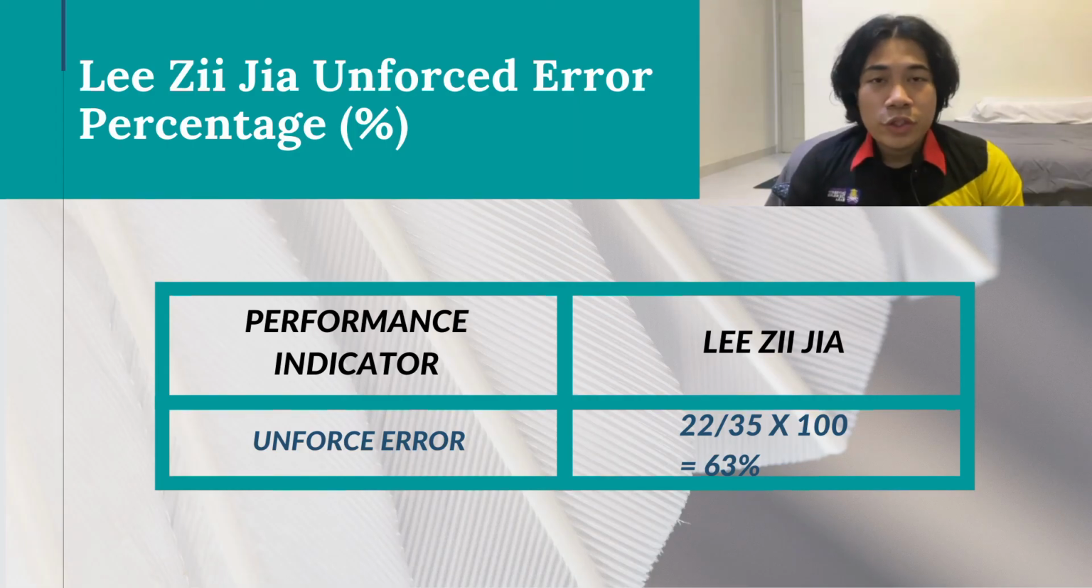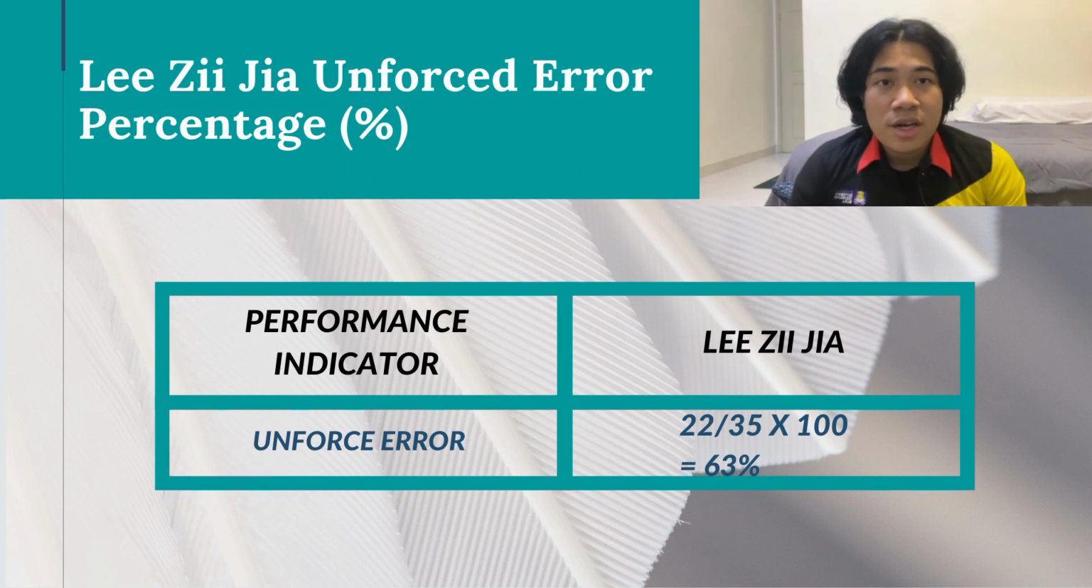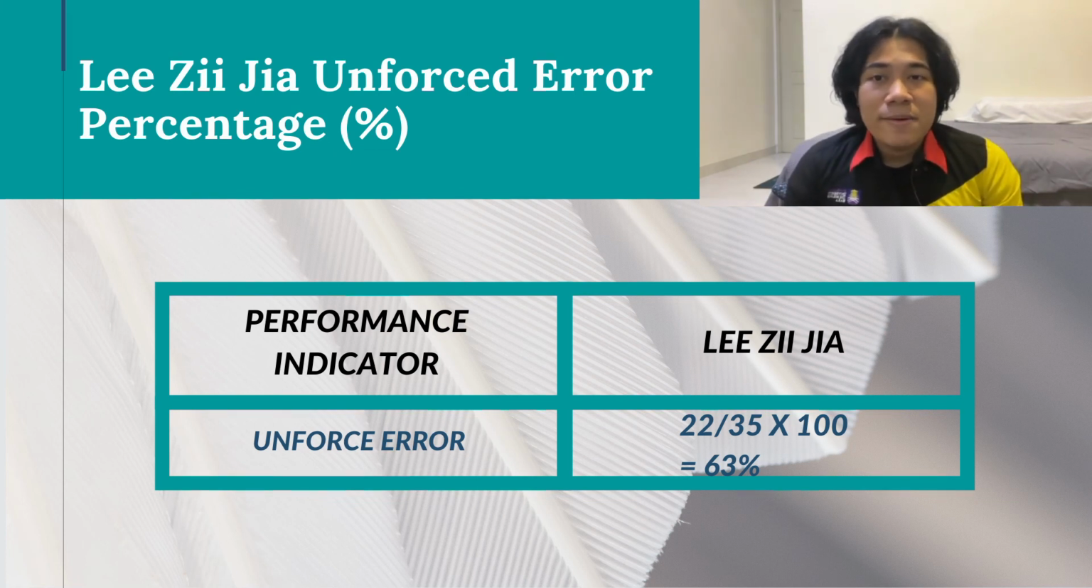Next one, of course, we will continue to the unforced error percentage for Lizzie, which was mentioned just now. The total errors that have been made is 35, and from the 35, the unforced errors of Lizzie are 22, and the percentage of it is 63%, which is more than the forced errors. If we compare between forced errors and unforced errors, we can see that Lizzie made more mistakes by himself rather than Kento Momota winning points by himself.